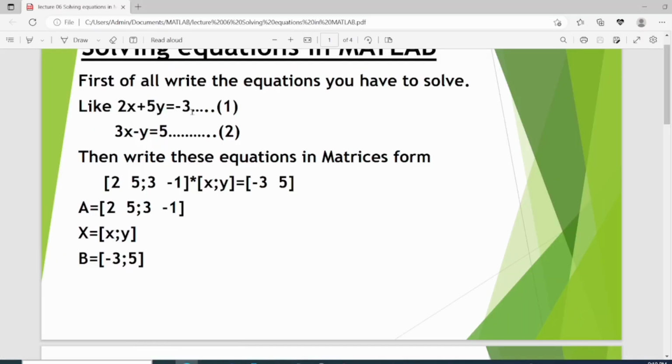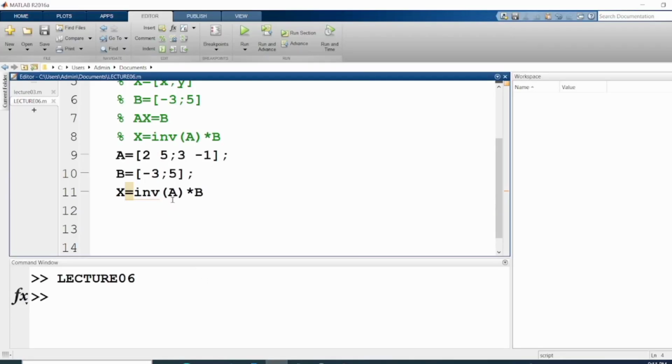2x plus 5y is equal to minus 3 and 3x minus y equal to 5. So 2 and 5 and 3 and minus 1 is the first matrix. I have named this matrix A, and x and y in the X matrix. When I calculate the value of X, that will give me two values, one for x and another for y. And the B matrix is minus 3 and 5. So now you can see here. Now just run this.